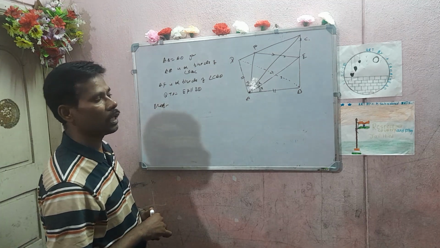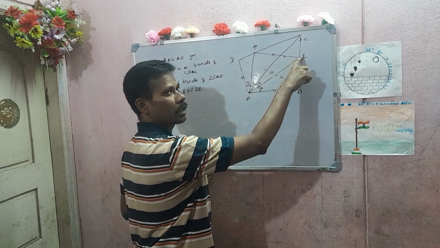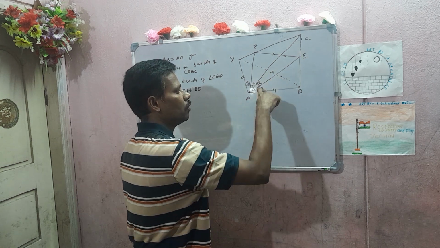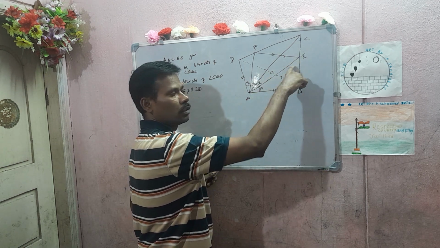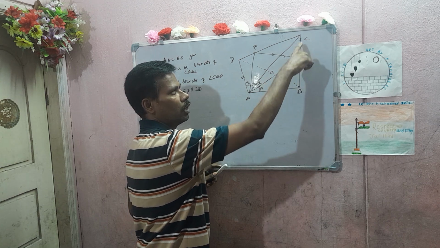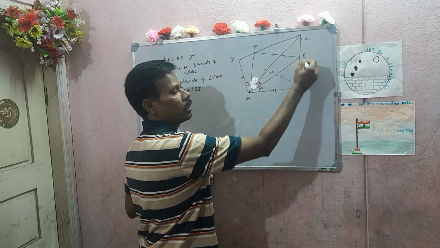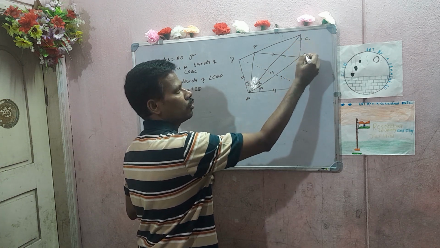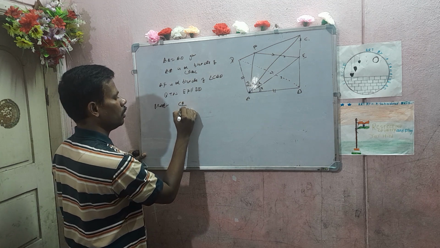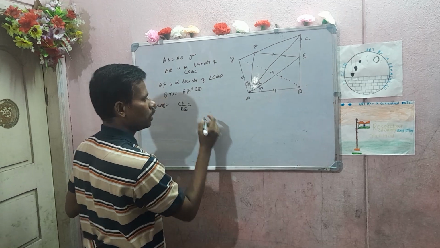Start with the vertical angle bisector theorem. What does it state? The bisector of the vertical angle divides the base in the ratio of the other two sides. So CE by BE is equal to CA by AB.